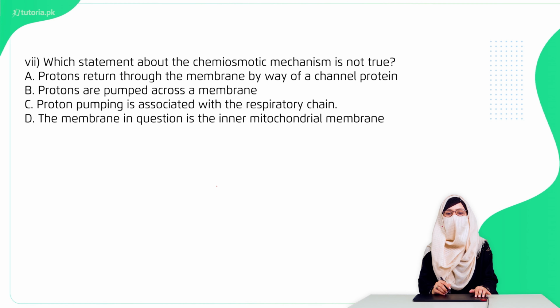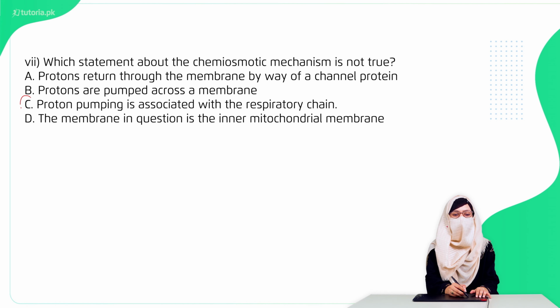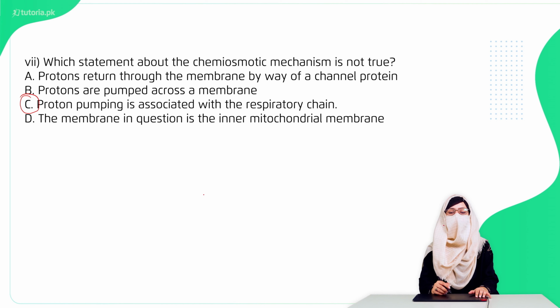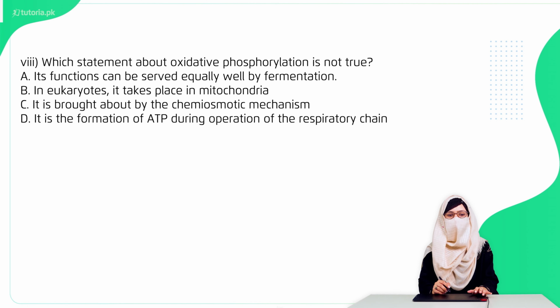Seventh है: which statement about the chemiosmotic mechanism is not true. Option A protons return through the membrane by way of a channel protein, option B protons are pumped across the membrane, option C proton pumping is associated with the respiratory chain, option D the membrane is located in the inner mitochondrial membrane. The right option is option C proton pumping is associated with the respiratory chain.